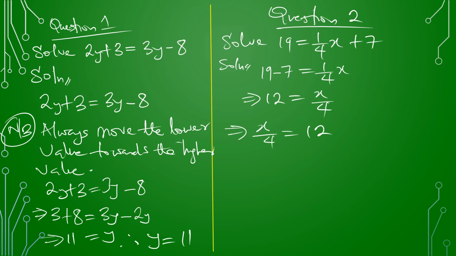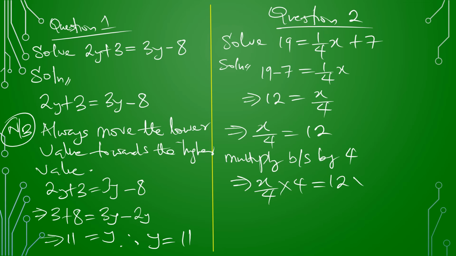Now, what do we do for x to stand alone? We multiply both sides by 4, which simply means we have x over 4 times 4 is equal to 12 times 4, because anything done to the left hand side will also be done to the right hand side. From here, this 4 will cancel out. Therefore x is equal to 12 times 4, which is 48. So let's proceed to solve the last question before we go to other topics.